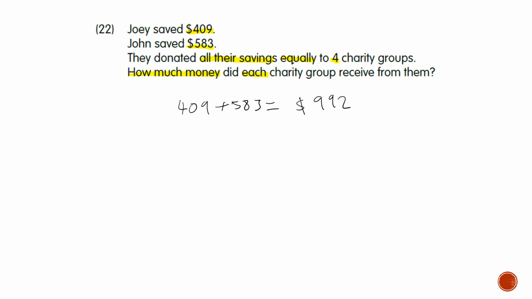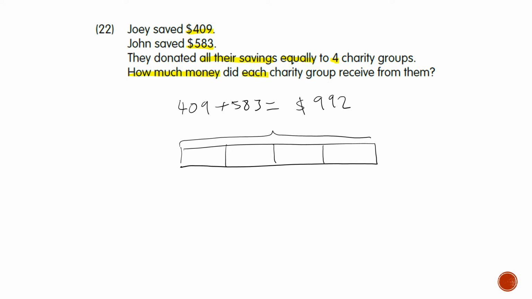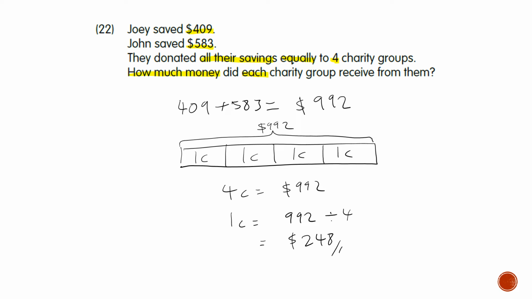Now you got to split this 992 into 4 equal groups. So I'm going to draw a model for this one. This is the unitary method. Okay, here there are $992. Okay, this is one charity group, one charity group, one charity group, one charity group. So 4 charity groups is $992. So one charity group equals to 992 divided by 4. And if you do the working, and you must do the working, you should be able to get $248 for each charity group.